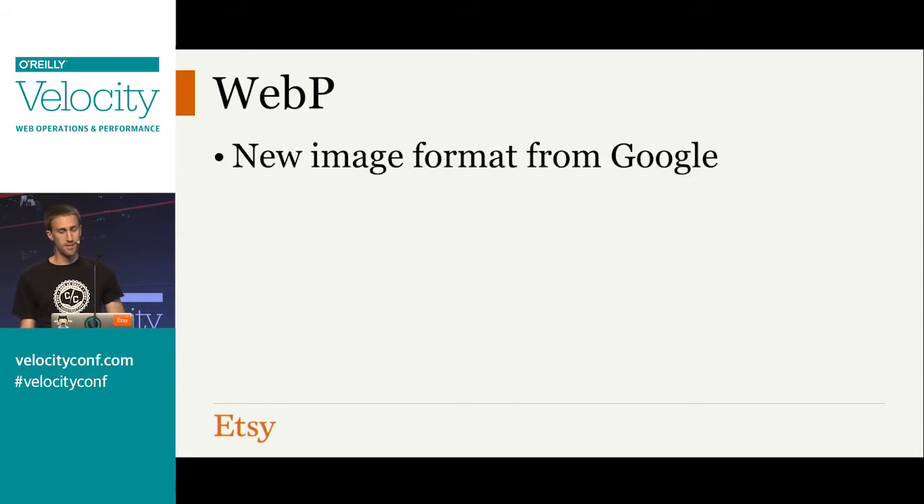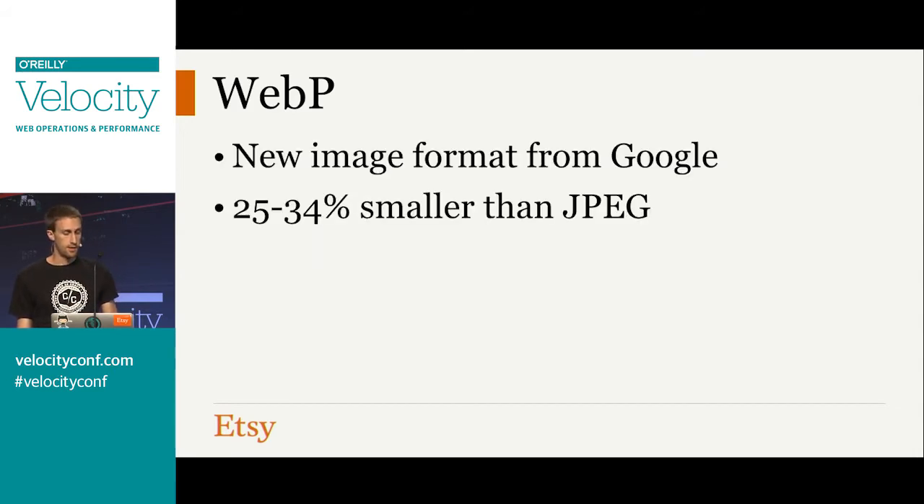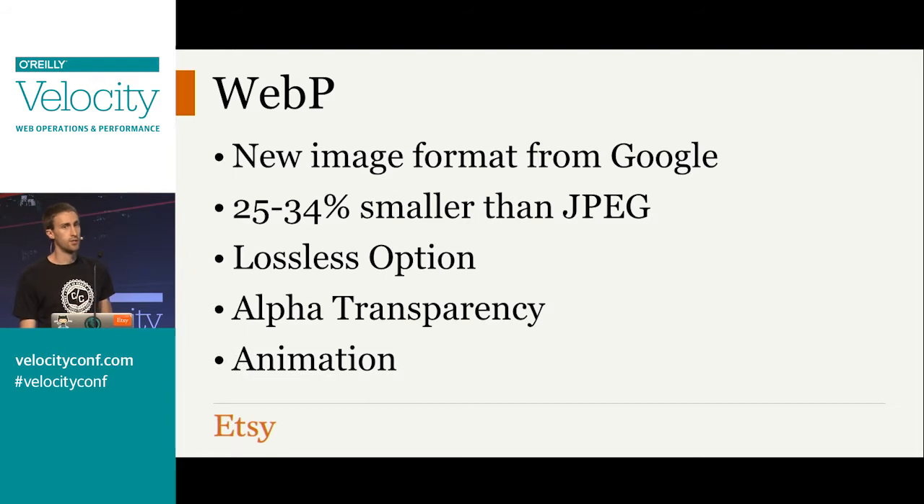So WebP is a new image format from Google. Some studies they've shown that it's about 25 to 34% smaller than JPEG. It has a lossless option, alpha transparency, as well as animation. So when you see this, you should be thinking, lossless and alpha transparency, that takes the place of PNG. Animation takes the place of GIF, and then it's smaller than JPEG. So the real goal here is to have one image format that rules them all, right? One image format designed for the web that handles all of the use cases on the web.